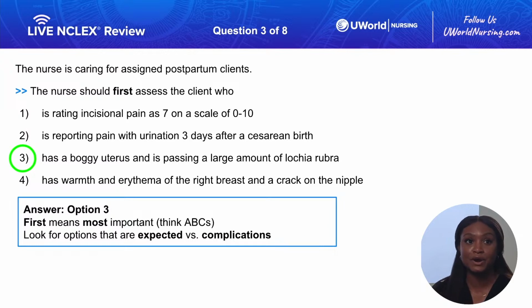And option 4, warmth and erythema on the right breast and a crack on the nipple. This is showing signs of mastitis and infection, not a higher priority than bleeding. So good job, guys. That was very good.